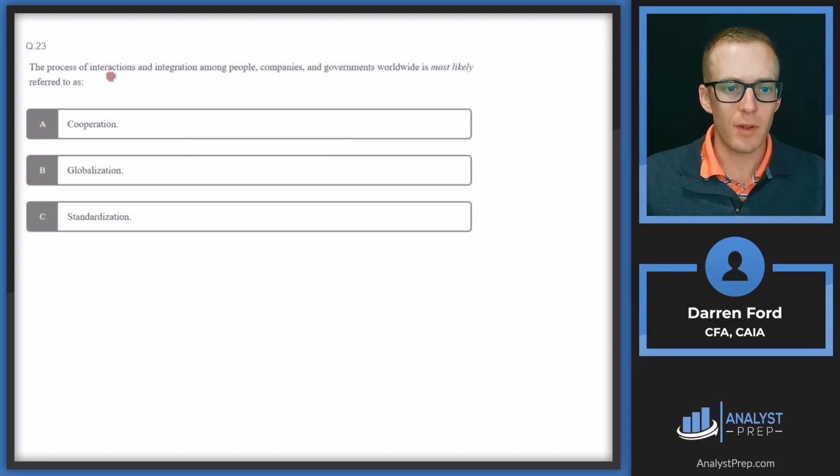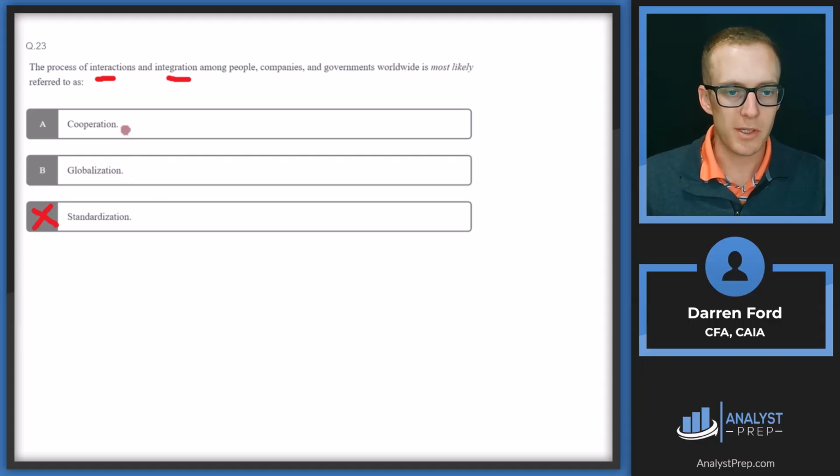The process of interactions and integration among people, companies, and governments worldwide is most likely referred to as A, cooperation, B, globalization, or C, standardization. So standardization is going to be more so what it says right there, standardizing certain processes or technical standards across the globe. Maybe that's environmental related or trade related. But this is more so referring to interactions, integration among all these different things.